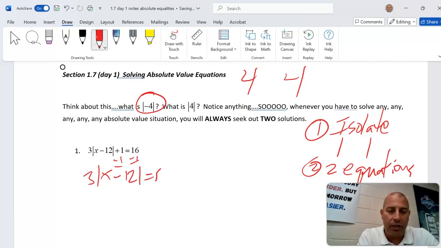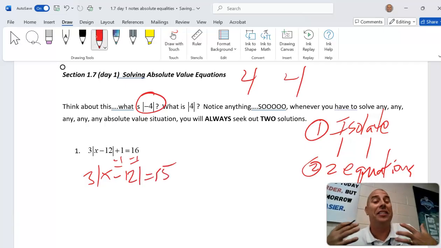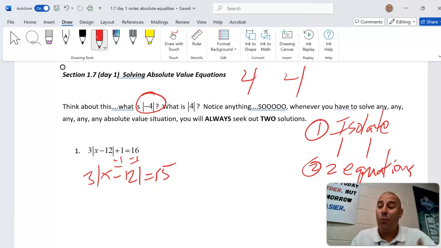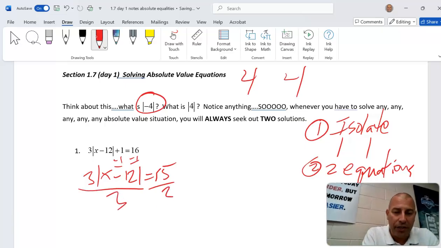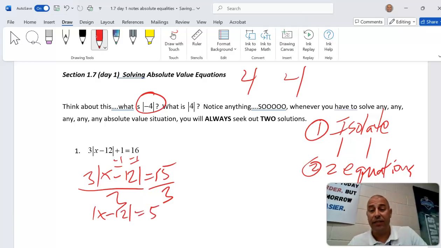Now, again, notice we've undone our addition, but now we've still got to get rid of that 3. Well, that's being multiplied because it's up against it. So we'll divide both sides by 3. So we've got the absolute value of x minus 12 equals 5, because 15 divided by 3. Okay, so we have isolated.